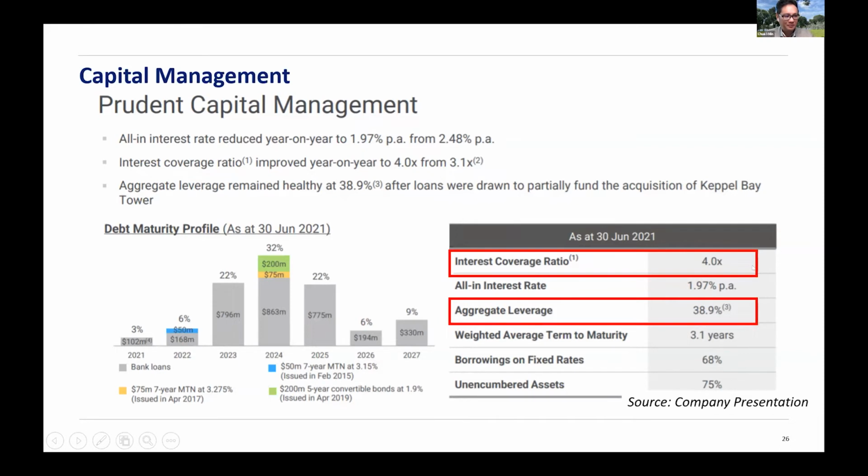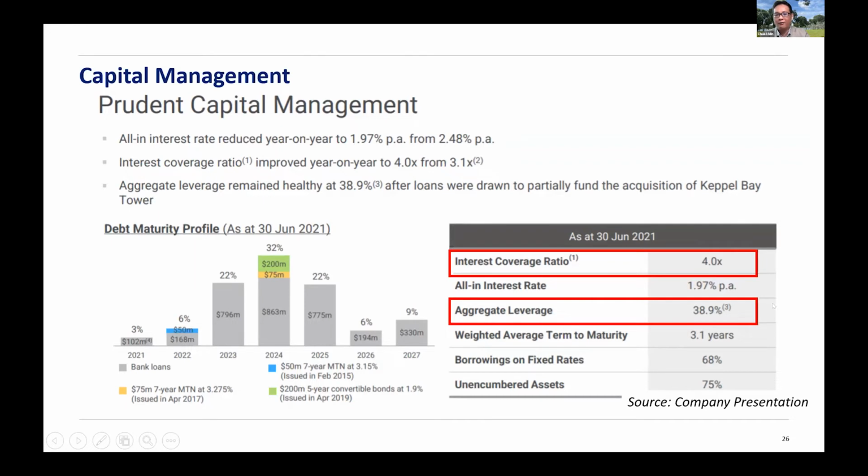Anybody can remember? Can someone please share in the chat? If not, maybe you want to guess. So you need the interest cover to be more than how many times to be proven as healthy? Anybody want to hazard a guess? Thank you so much, Hui Xuan. More than 3 times. So to me, 4 times is, of course, very healthy.